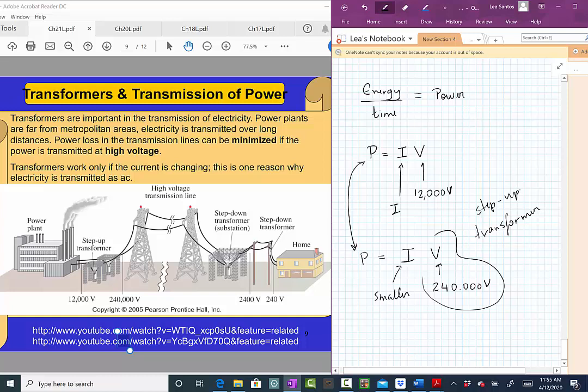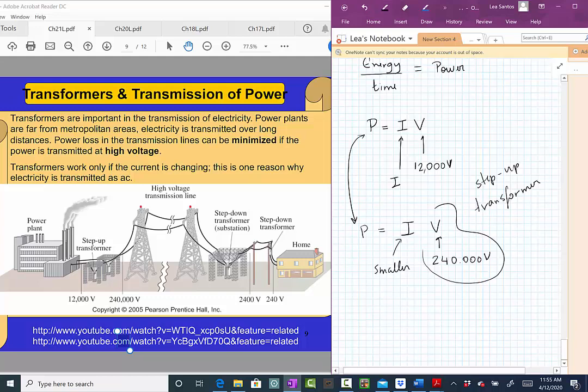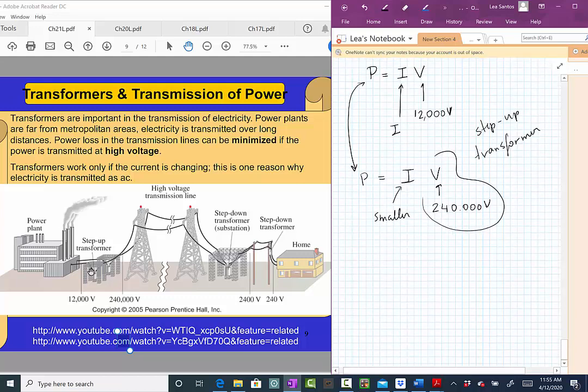And then you may wonder, okay, but why are we doing that? Well, this is a very important step. So we use this transformer. We now have a very huge potential difference and a tiny current. And this tiny current, we are going to let it travel over miles and miles, across cities, sometimes across states, all the way to people's houses. And so we have this very small current traveling. And why? Because as it's traveling all these big distances, there will be some losses.